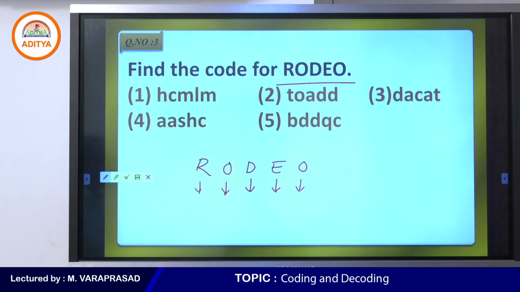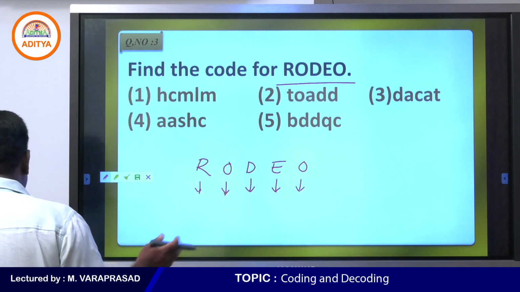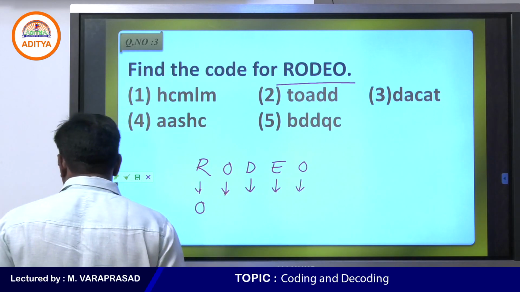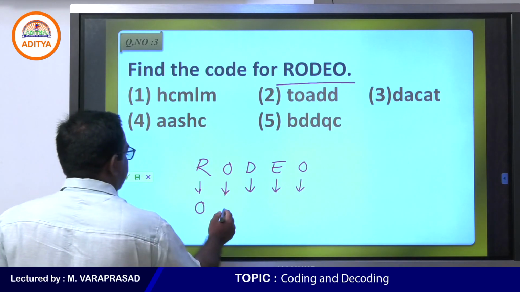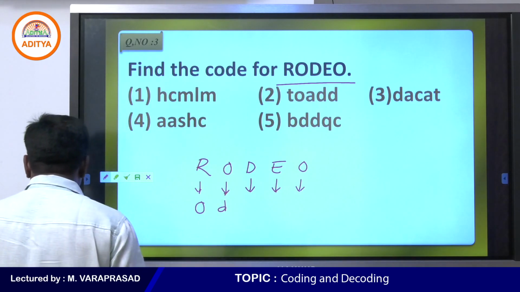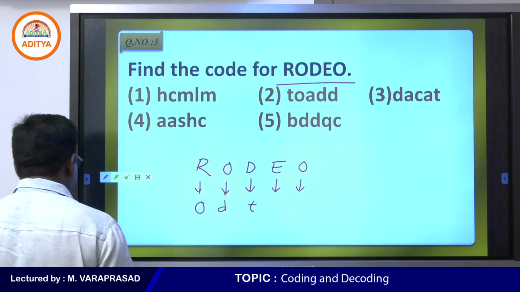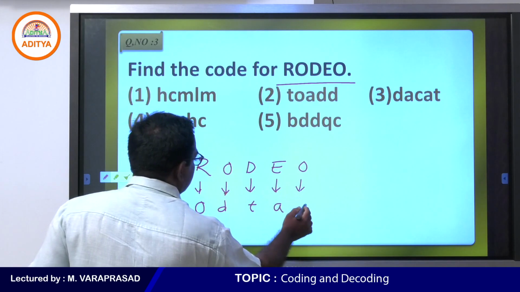Yes, RODO. So, R is coded as O, and O is coded as D. D is coded as T. E is coded as A. And O is coded as D.